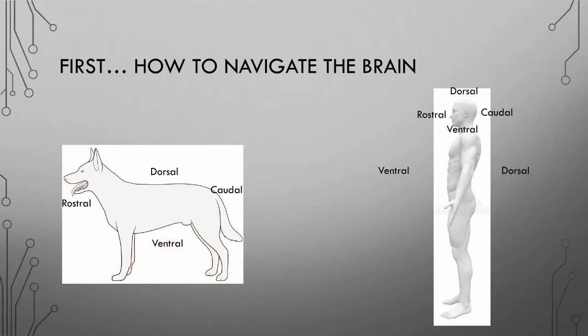But for the brain, we'll need to remember that ventral means the bottom of the brain and dorsal still means the top of the brain. Rostral means the front or anterior part of the brain, and caudal here means the back or posterior part of the brain.